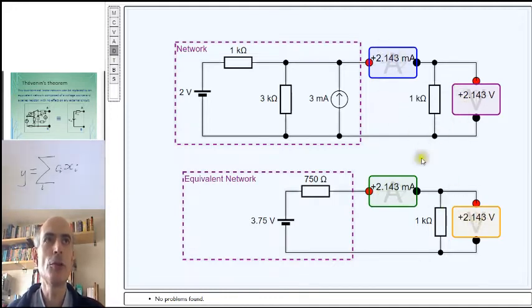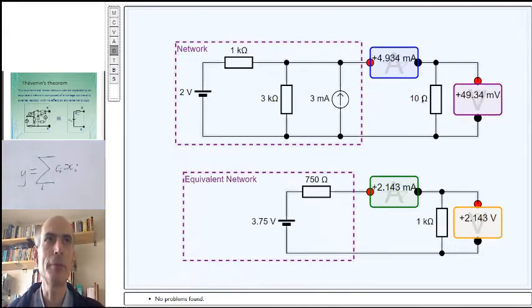And this is true no matter what is connected to the terminals. I could reduce this to a 10 ohm resistor, and this one to a 10 ohm resistor, and once again the voltages and the currents are identical. These components that you attach to the equivalent networks don't have to be linear components. I could replace this with a diode.